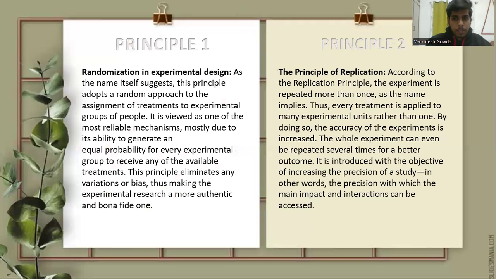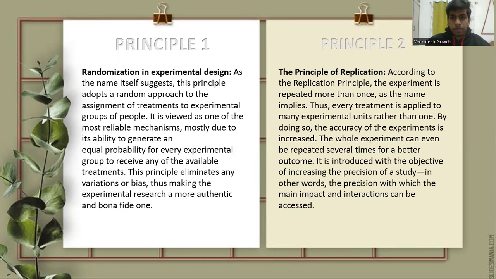So now let's study about the principles of the experimental design. So what is principle one? The randomization in experimental design. As the name itself suggests, the principle adopts a random approach to the assignment of treatments to experimental groups of people. It is viewed as one of the most reliable mechanisms, mostly due to its ability to generate an equal probability for every experimental group to receive any of the available treatments. This principle eliminates any variation or bias, thus making the experimental research a more authentic and bona fide one.